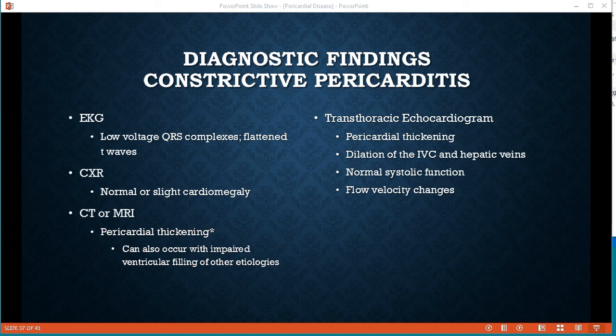And like I talked about with pericardial tamponade or pericarditis as well, you may see flow velocity changes on the echocardiogram. And I don't really expect you to know much more than just that there can be flow velocity changes.